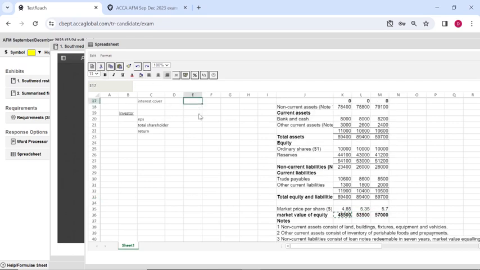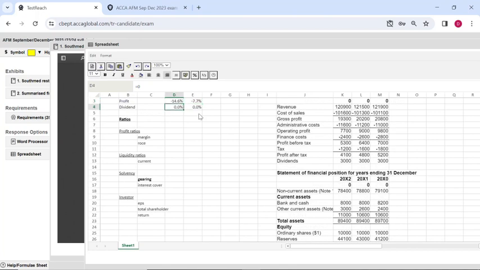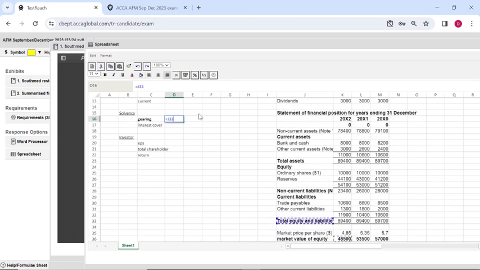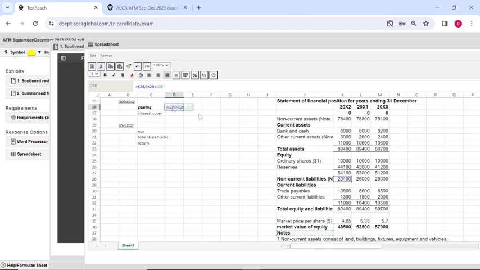Now I can work out my gearing for each of the years as non-current liabilities over non-current liabilities plus the market value of equity, which I've just calculated. Copy that over to the other years, format it as a percentage.